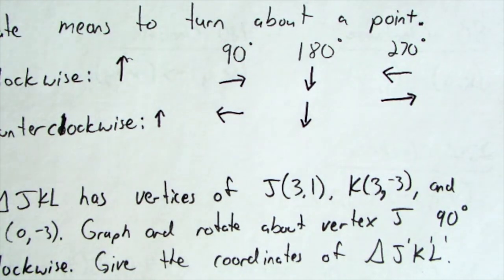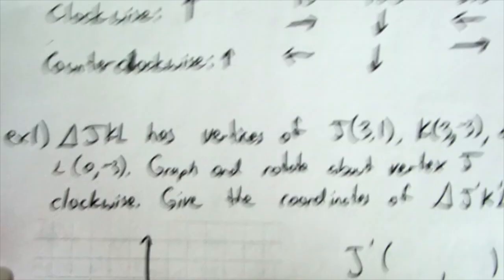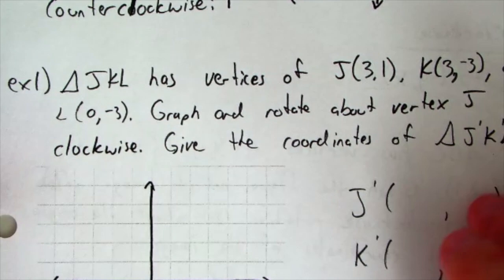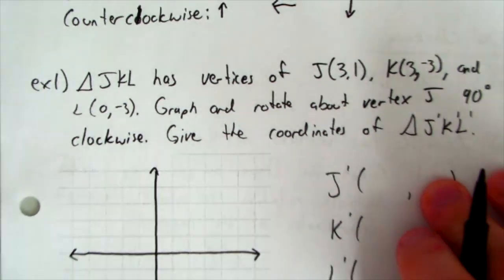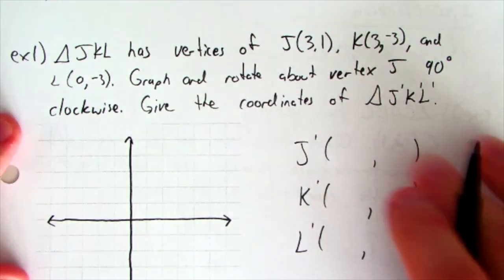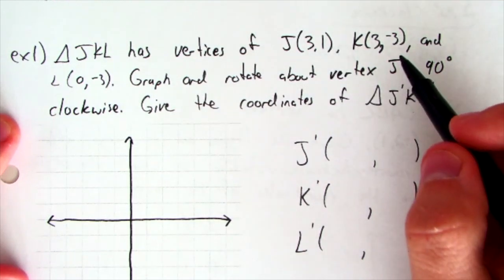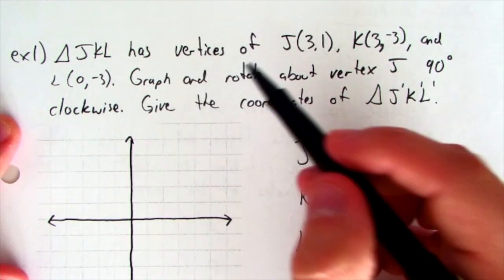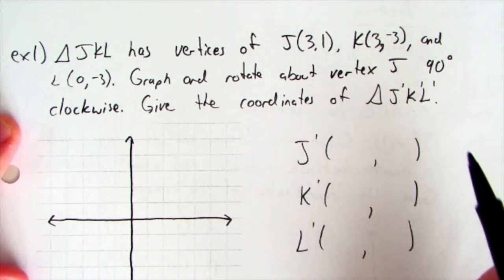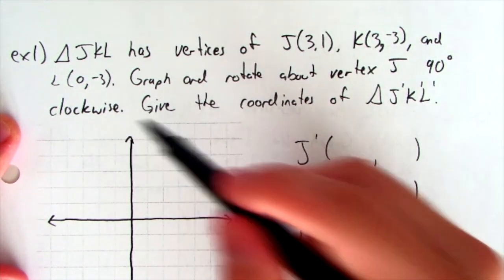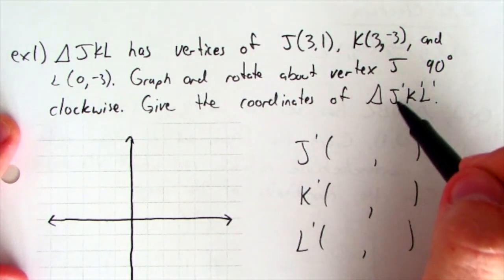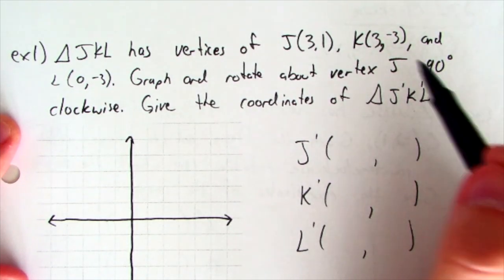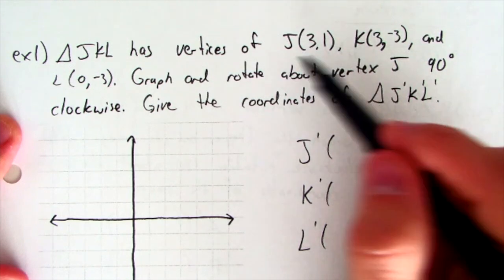So, example 1. It says triangle JKL has the vertices J (3, 1), K (3, negative 3), and L (0, negative 3). It says to graph and rotate the vertex J 90 degrees clockwise. Give the coordinates of triangle J prime, K prime, L prime. So the first thing we have to do is graph this triangle.